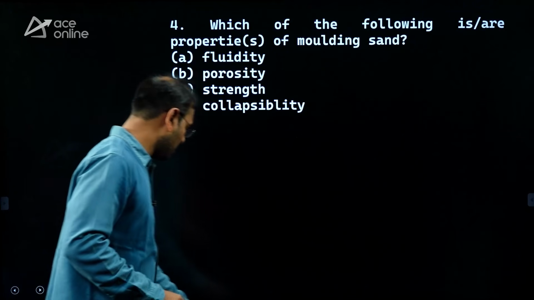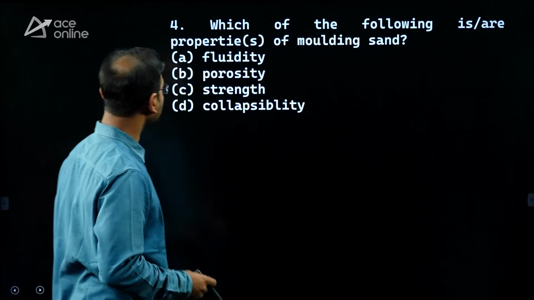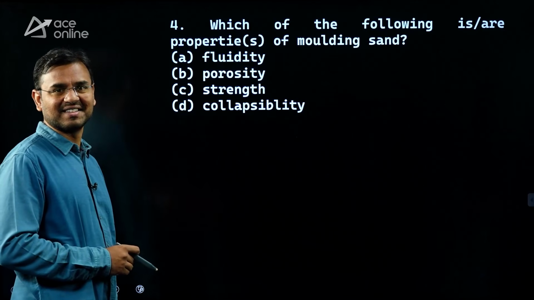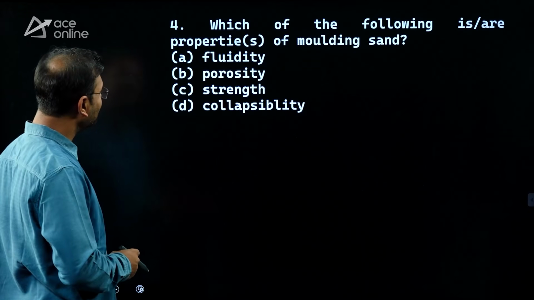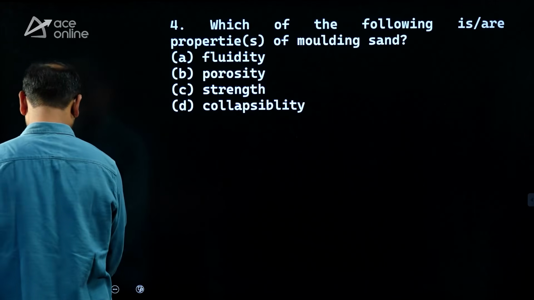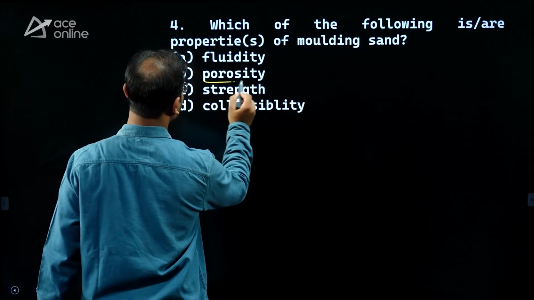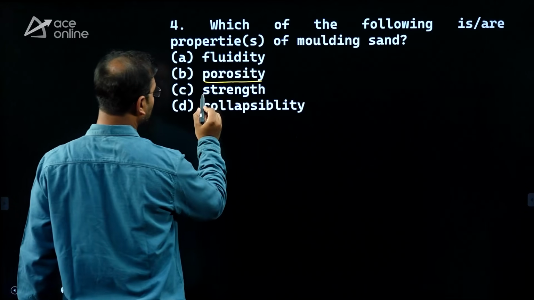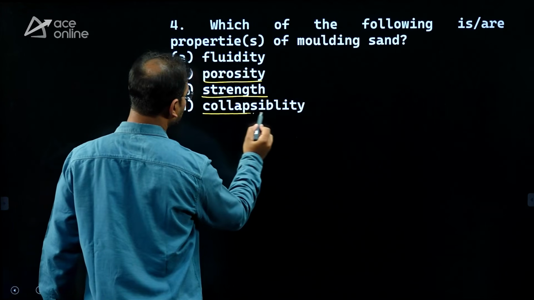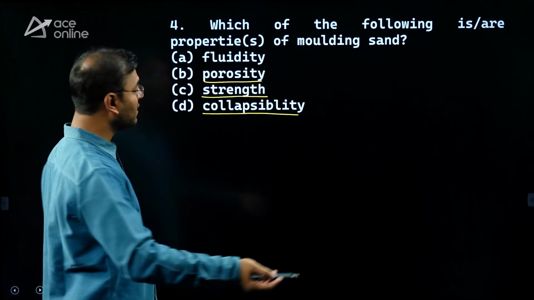Yes, next question, question number 4. Which of the following are properties of molding sand? Guys, there are a number of properties of molding sand. One property is porosity. The strength is also one of the properties. The collapsibility is also a property. Flowability is also a property.